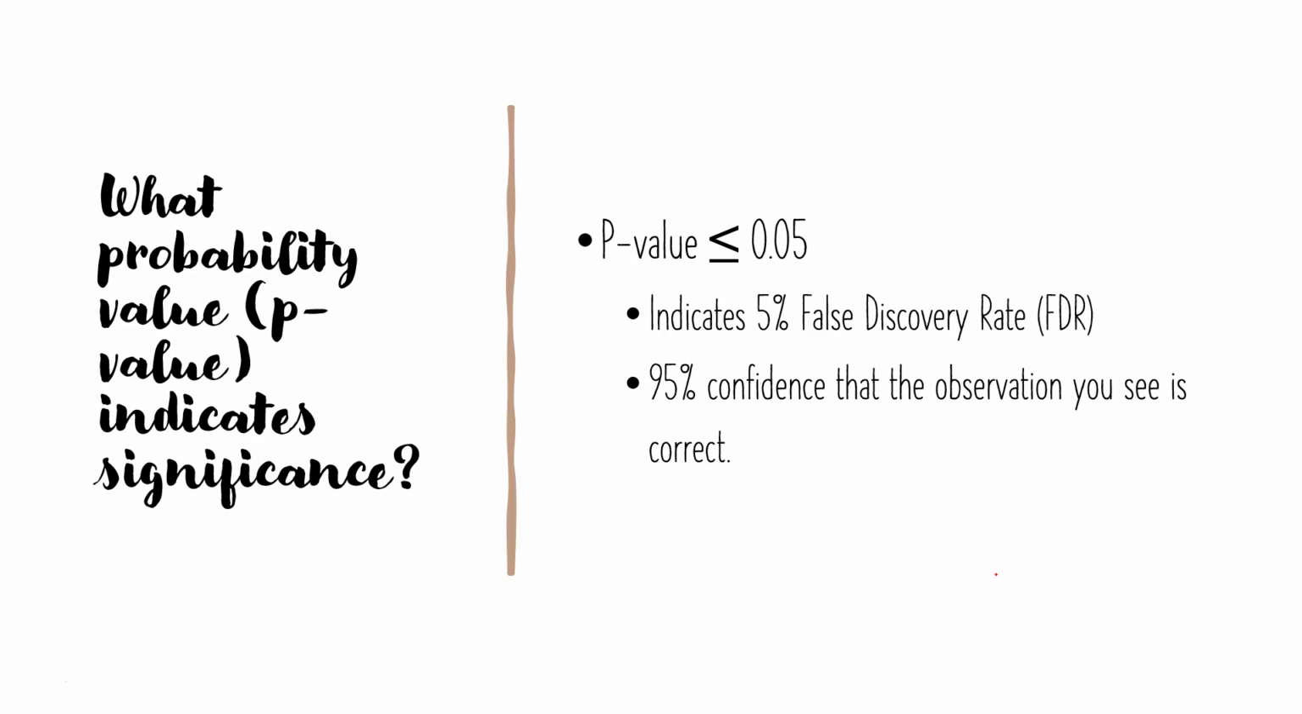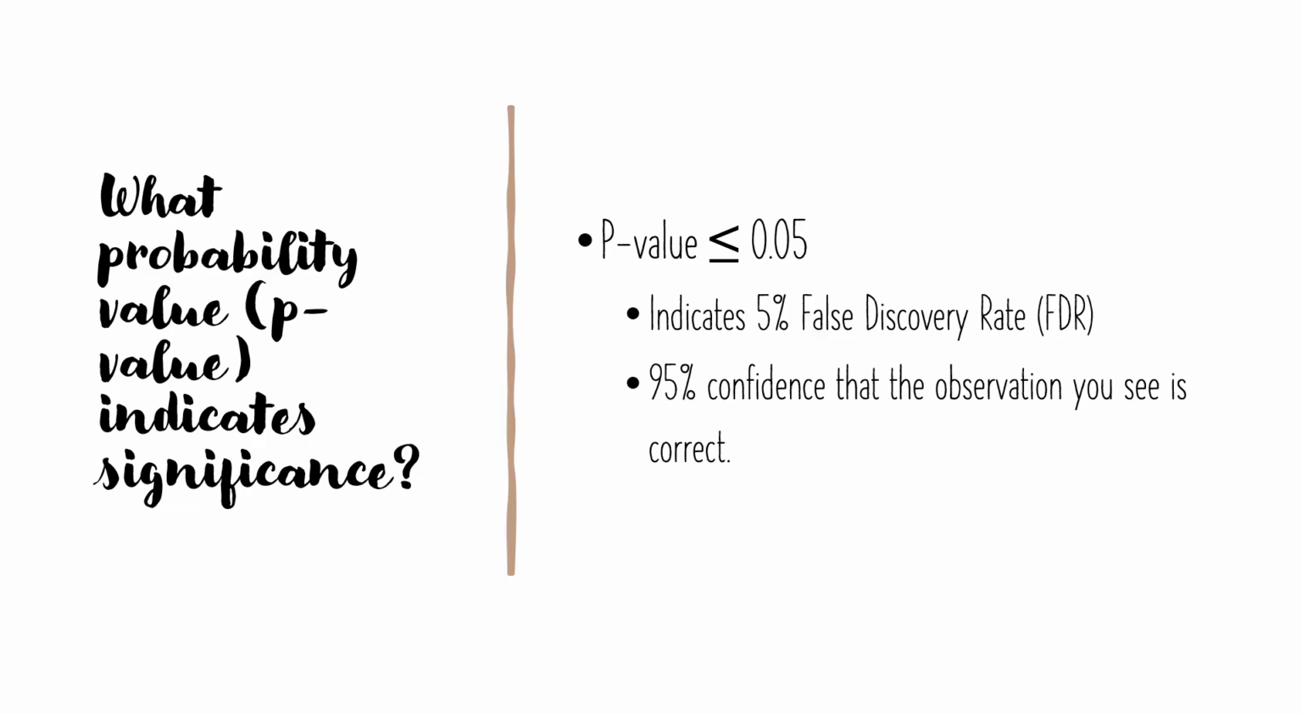So what probability value or p-value indicates significance? This is what we had talked about earlier. We want the p-value to be less than or equal to 0.05, which indicates a 5% false discovery rate and a 95% confidence that the observation you're looking at is correct and actually significant. So that's all for the Excel basics. We will be practicing this with the Excel case study that will be posted in your assignment.